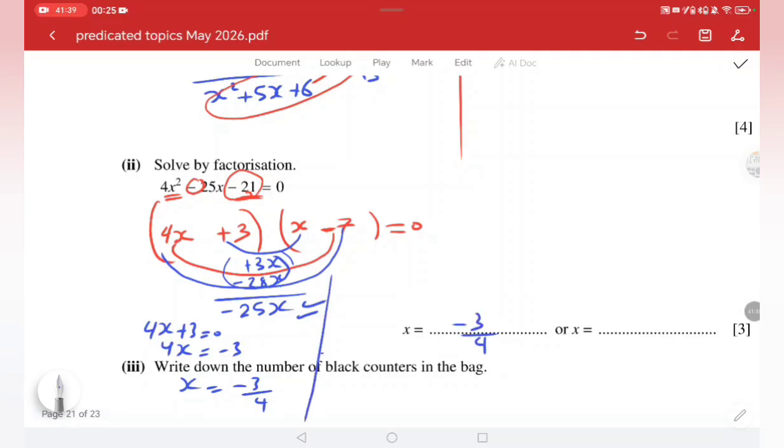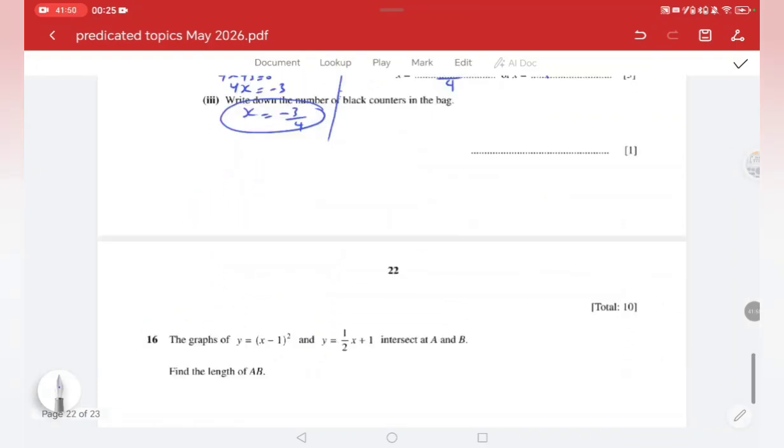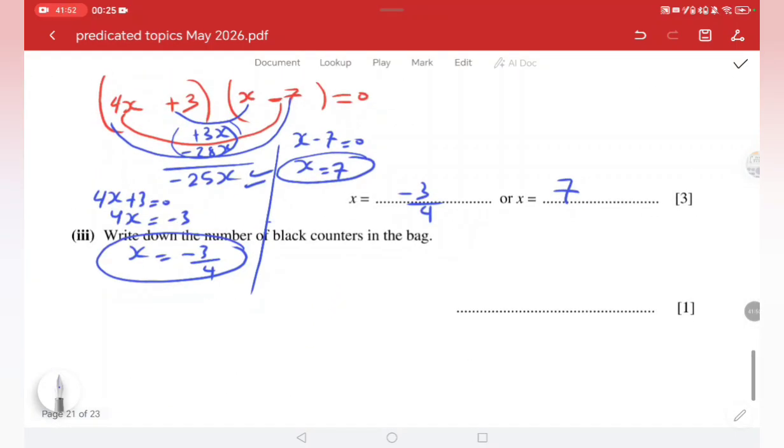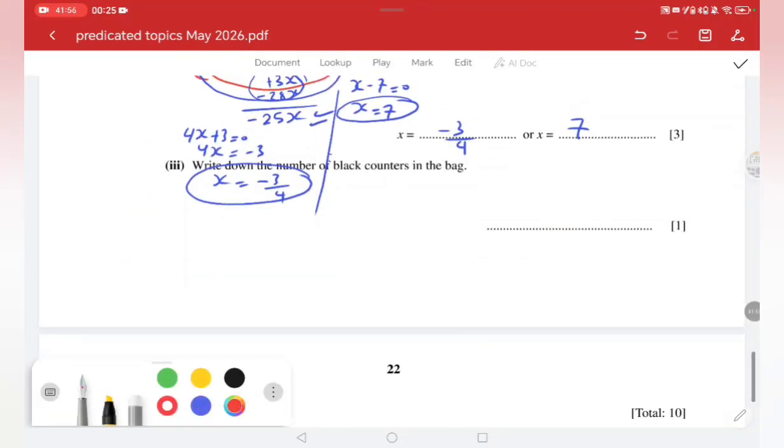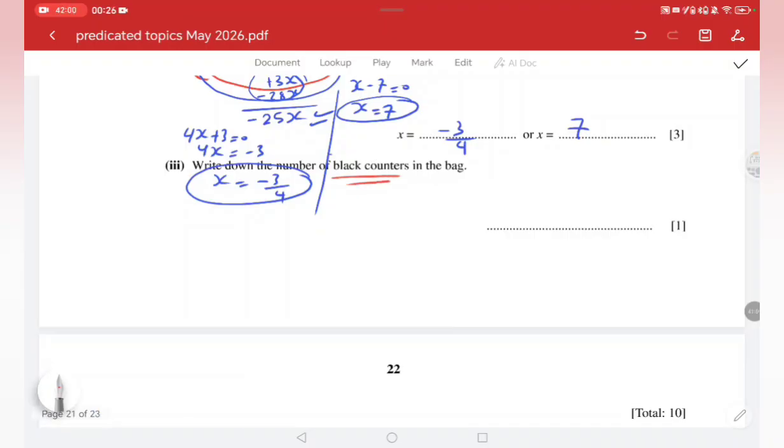And on the other side, we have x minus 7 equals 0, so x equals 7. Now these are the two values for x. The question is, write down the number of black counters in the bag. As you remember, the black counters are represented by x in the question.